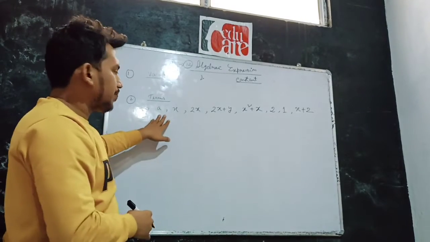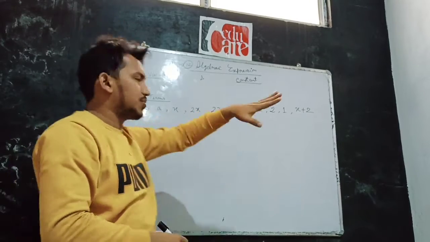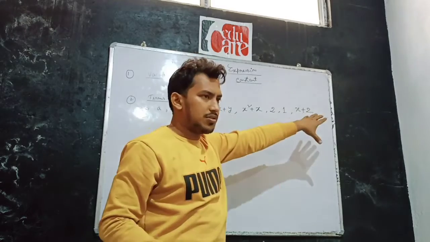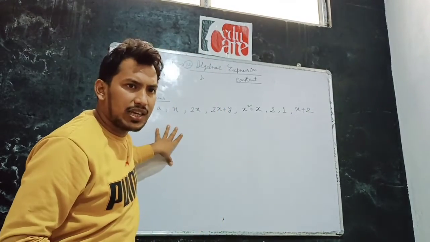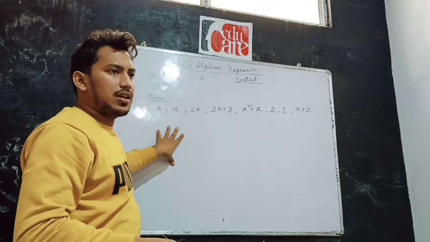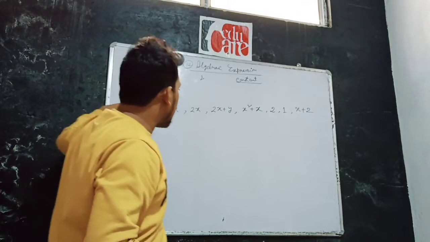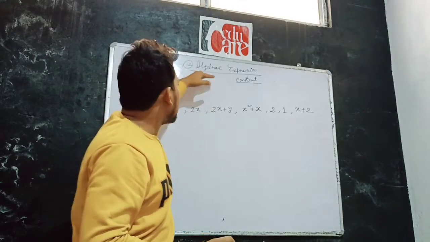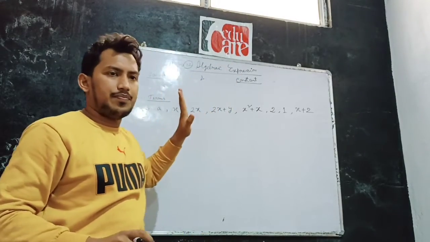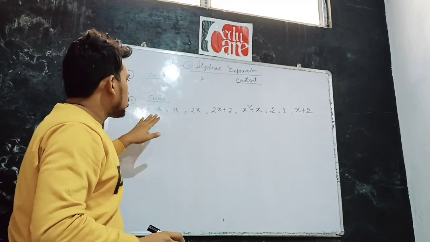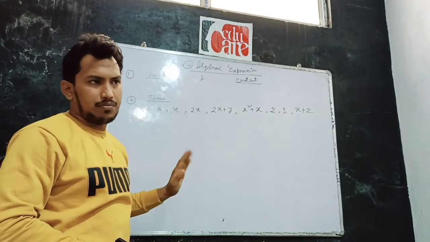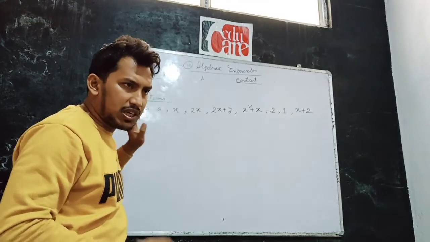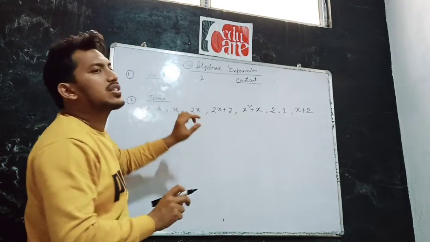But what are the differences between these terms? Is there any similarity between all the terms? The similarity is they are all terms. They are used to represent any kind of values in an algebraic expression. These are the similarity, that they are represented in an algebraic expression. But what are the differences?